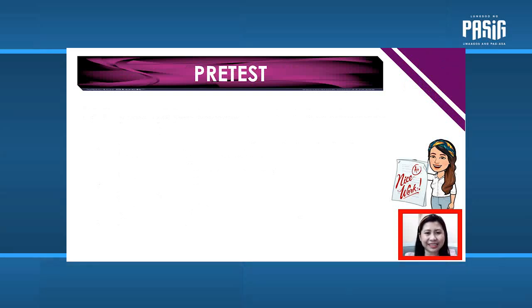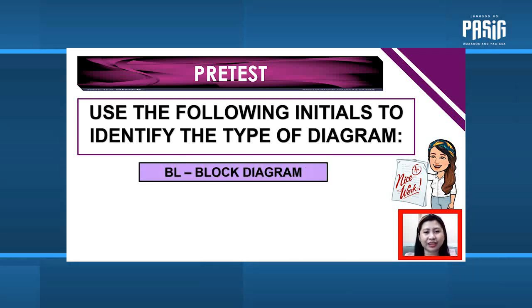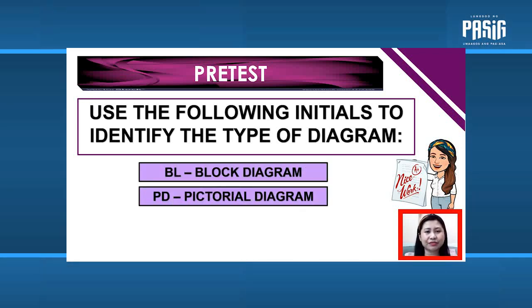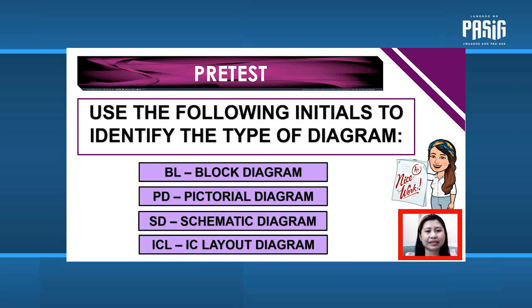For your pre-test, I will be showing you different kinds of technical drawing. All you have to do is to use the following initials to identify the type of diagram: BL for block diagram, PD for pictorial diagram, SD for schematic diagram, and ICL for IC layout diagram. Now, let's begin.